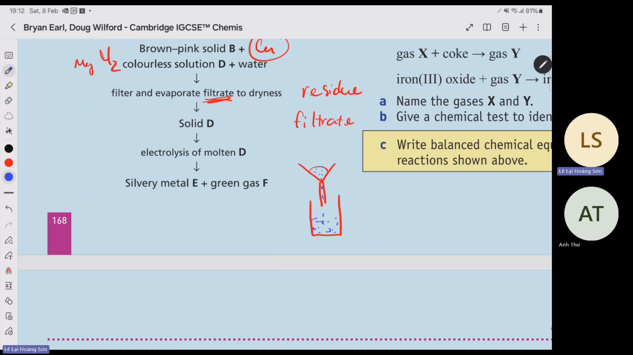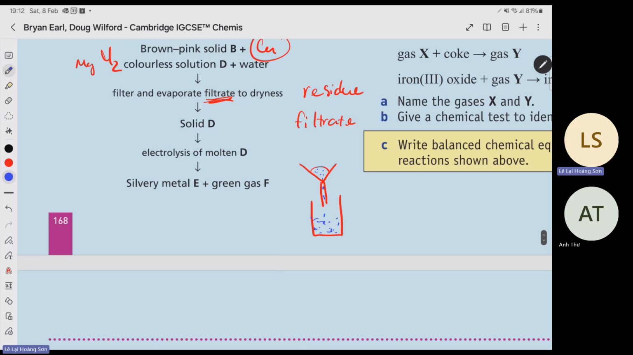When you filter, you're going to have the liquid pouring down into the beaker below, and you're going to have some solid at the top, just above the filter paper. So what is going to be the filtrate, and what is going to be the residue? Filtrate is water. No, filtrate is the thing that, yes, we do have water, but it's going to be the solution.